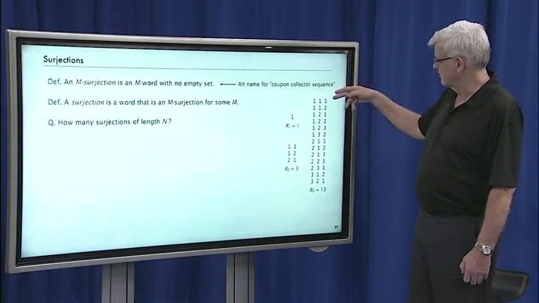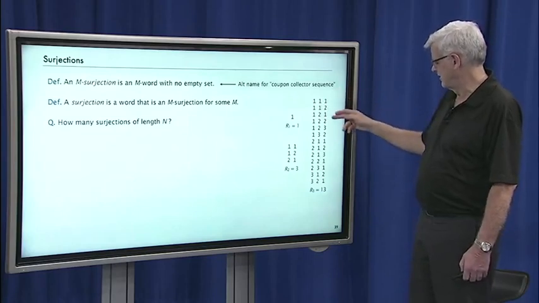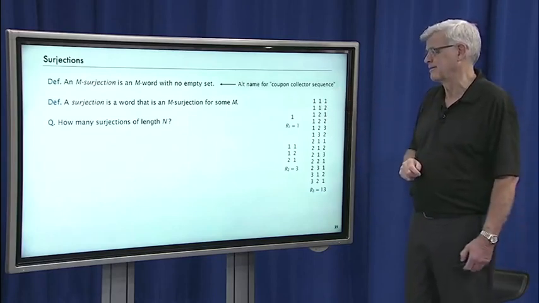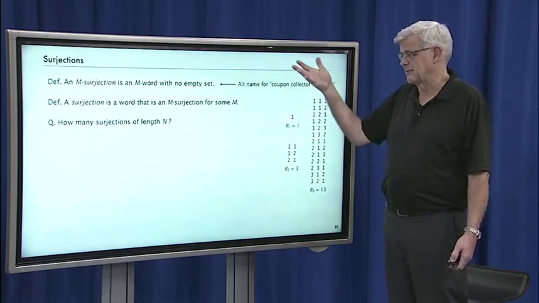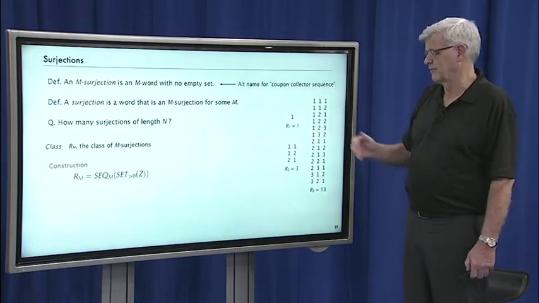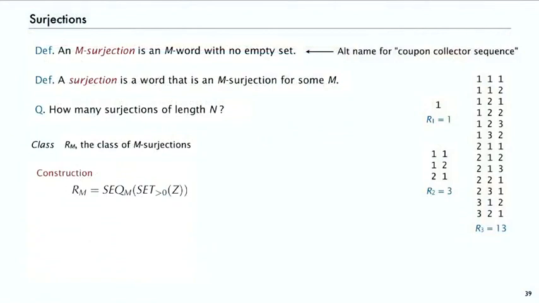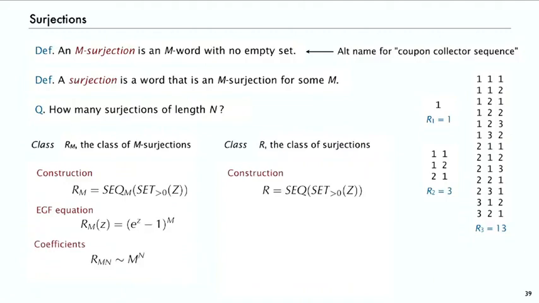So this one's all 1s, this one's all 1s and 2s, and then the rest of them are 1s, 2s, and 3s. But from analytic combinatorics, it's easy to write down the construction for this. For M surjections, we had sequence of length m, and we got that generating function. For surjections in general, we take out the constraint on m. So that means the set greater than 0 is e to the z minus 1. Sequence of those is 1 over 1 minus that. So it's 1 over 2 minus e to the z. That's the generating function for surjections.